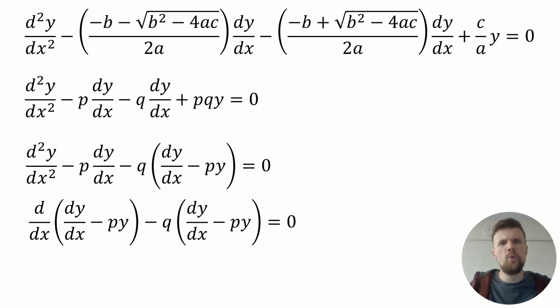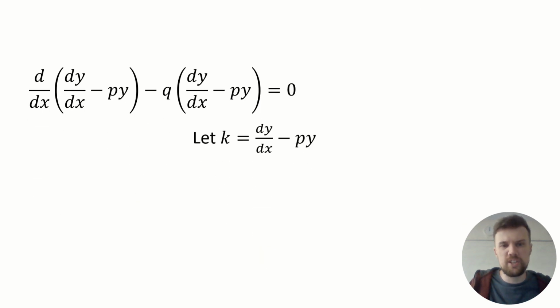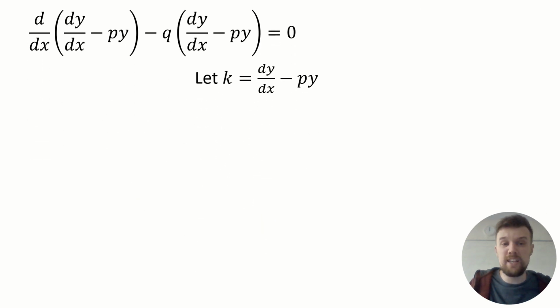And then we could do another substitution. Sorry, a lot of substitutions today. It's just to make it easier to see what's happening. So therefore, I could say let k equal dy/dx minus py, because that's that little expression I can see happening in two places inside this differential equation. But in doing that substitution, it now means this second order differential equation now just becomes a first order differential equation in terms of k. Nice, because that means it's actually very easy to solve.